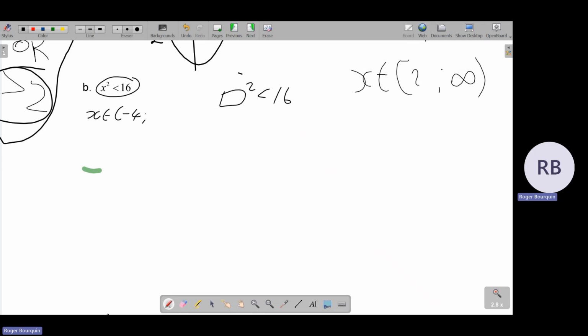If I put in -3, would that work? What's -3 squared? 9. Is 9 less than 16? -2, does that work? What's -2 squared? 4. Is that less than 16? What's -1 squared? Is that less than 16? 0 squared? Yes. 1 squared? 2 squared? 3 squared? 4 squared? So from -4 up to? There's your answer. I'd have to give you full marks if you just wrote that down.